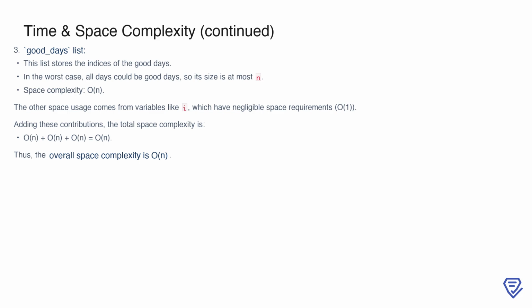Variables like i used in the loops require negligible space, or O(1). When we sum up the space requirements of these components, the non-increasing array, the non-decreasing array, and the good_days list, we get O(n) plus O(n) plus O(n), which simplifies to O(n). Therefore, the overall space complexity of the solution is O(n).